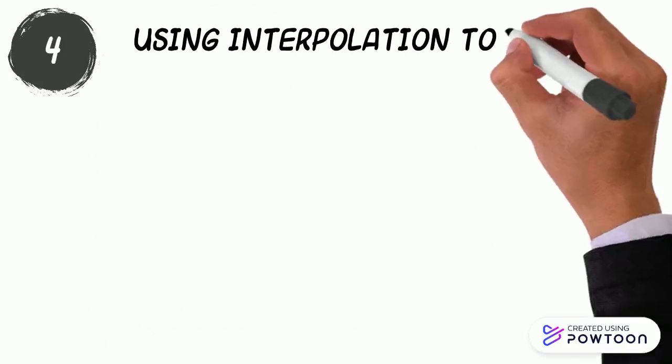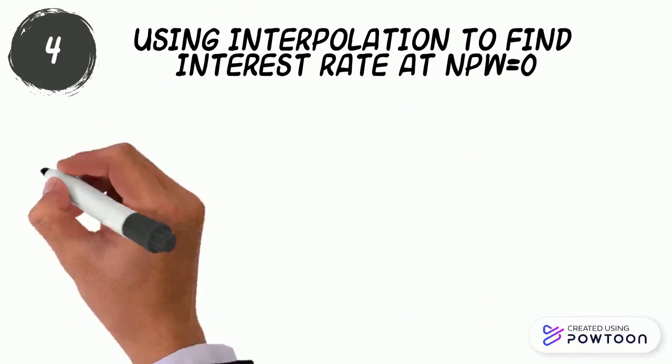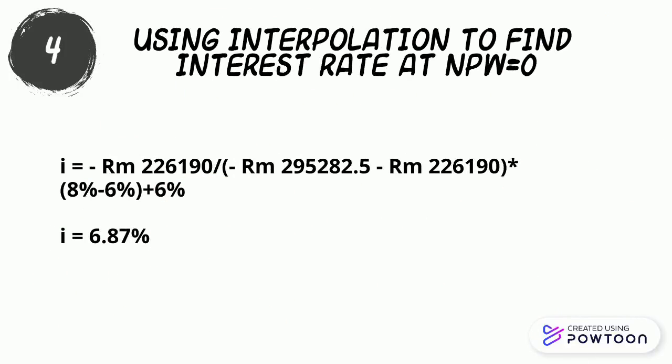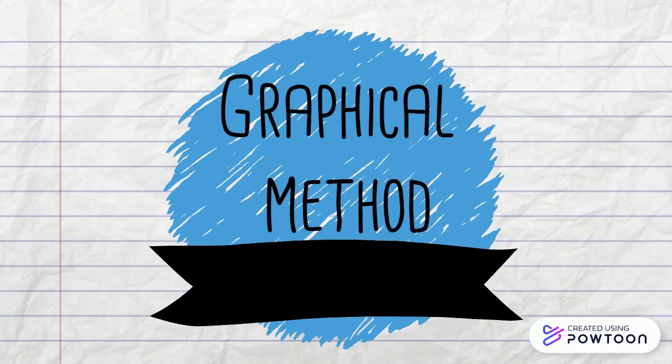The first step will be using interpolation to find the interest rate at NPW equal to 0. After we substitute the value, the final answer we got is 6.87%. So next will be by graphical method.